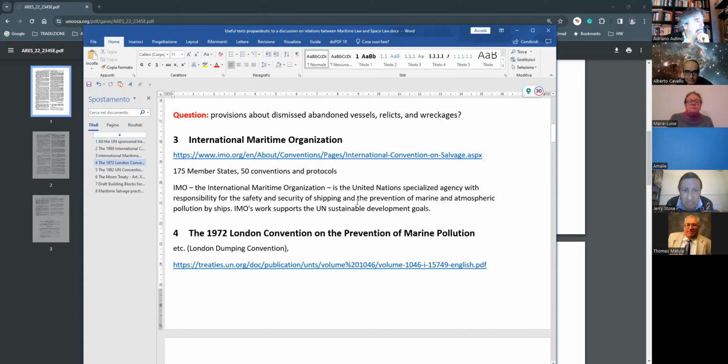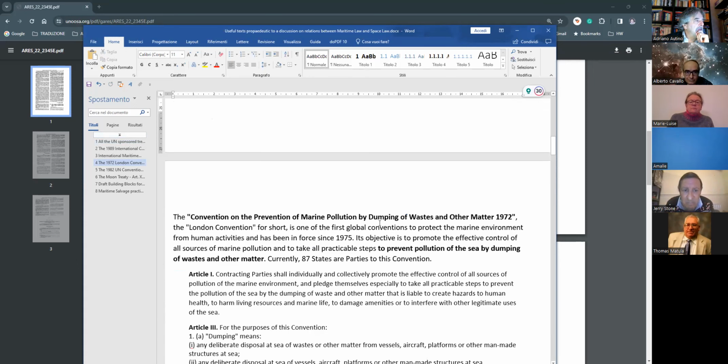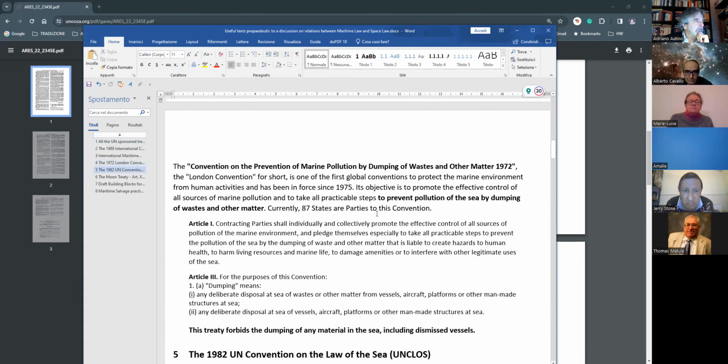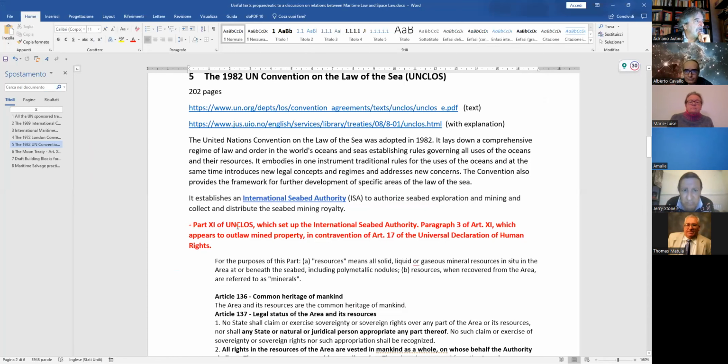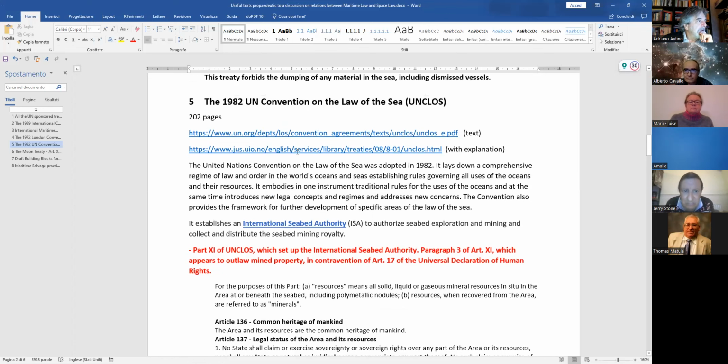Okay. Well, I think that the main discussion points are on part 11 of the UNCLOS, the Convention on the Law of the Sea, which set up the International Seabed Authority. And there is a paragraph of this part 11, which appears to outlaw mineral property in contravention of Article 17 of the Universal Declaration of Human Rights.